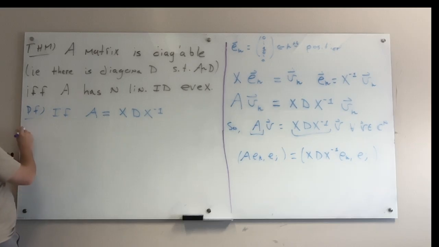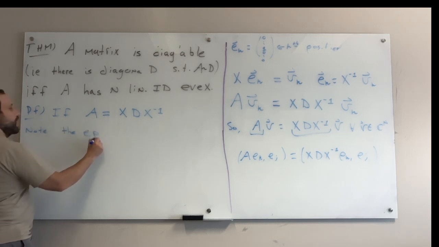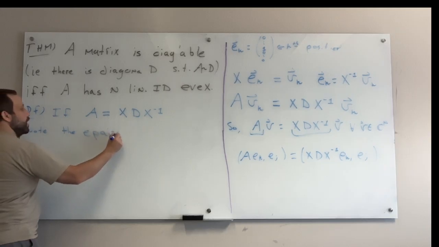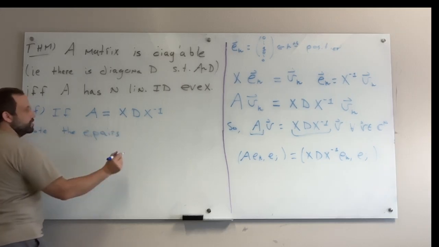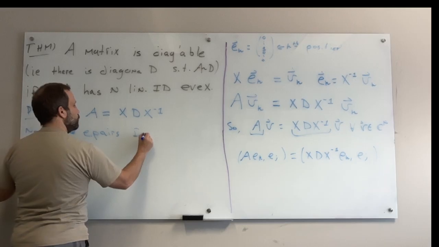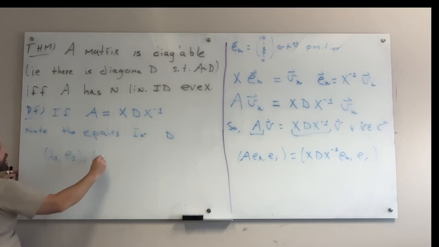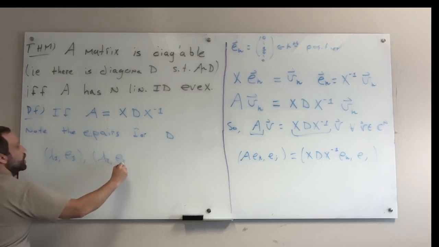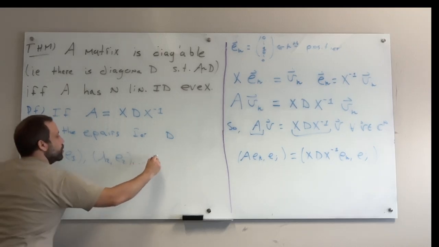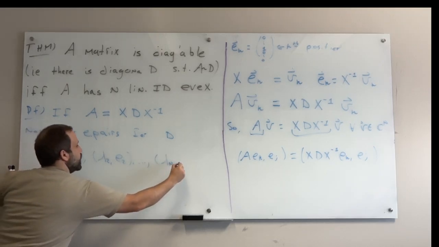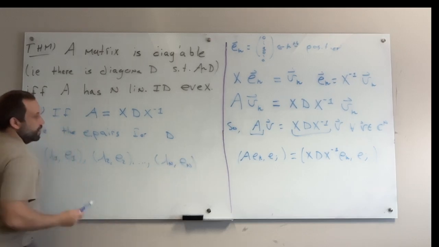Okay, so note the eigenpairs for D are the following: lambda 1, e1, lambda 2, e2, all the way up to lambda n, en.